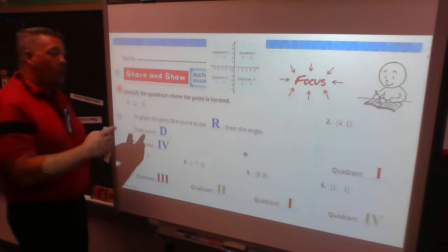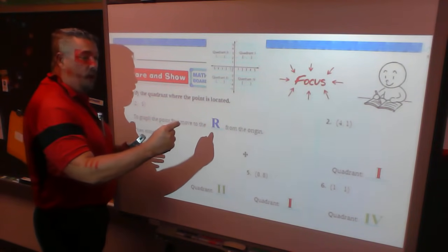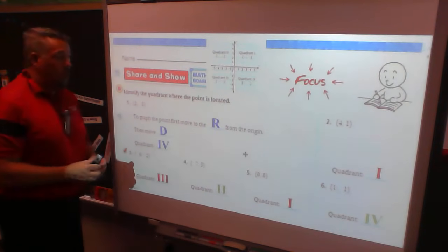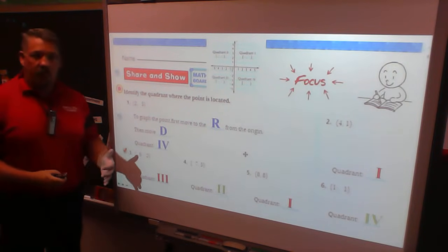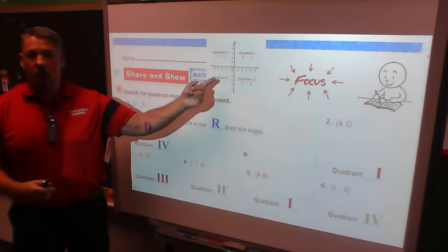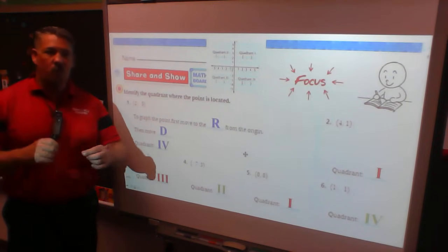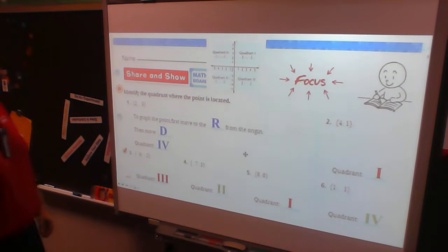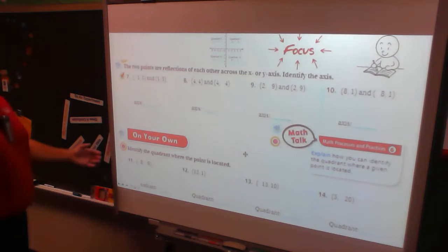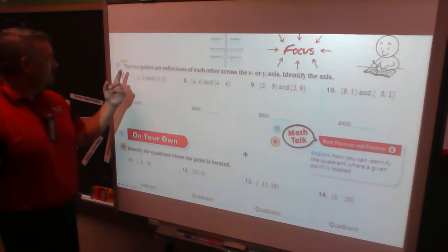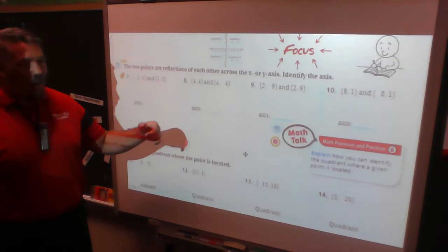How do I plot that? Well, I could show that I'm moving in the right direction, then moving up, so for a quadrant 1. But then your quadrants, if you had one to show your work on, get really messy with all those lines that you're going through.